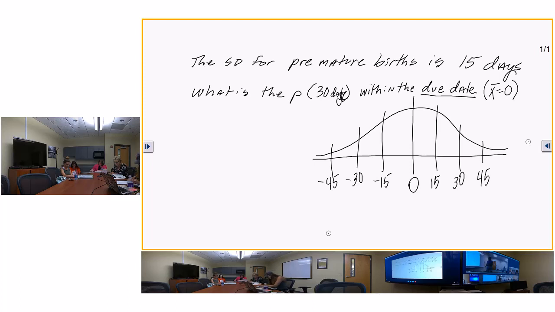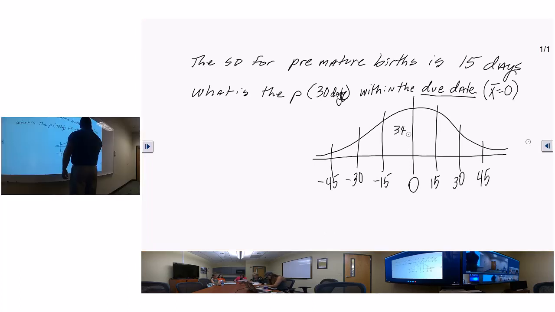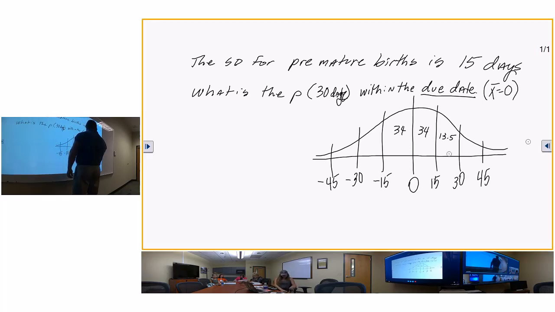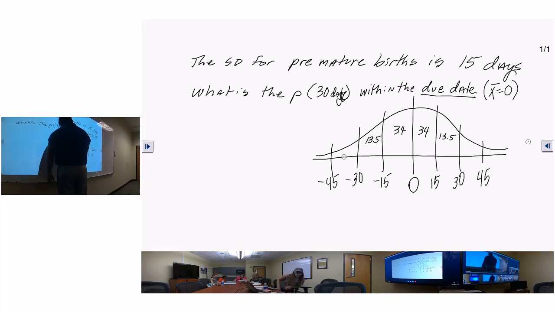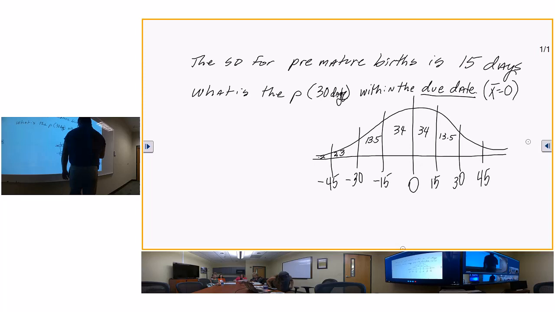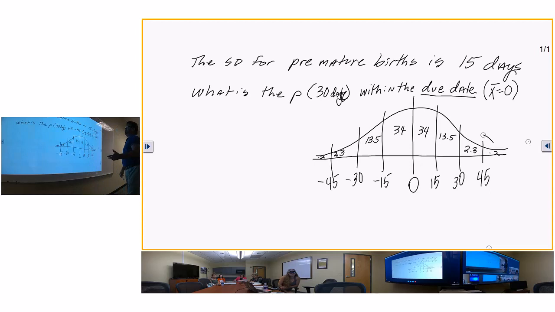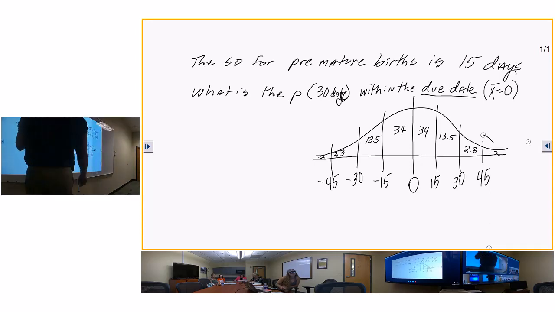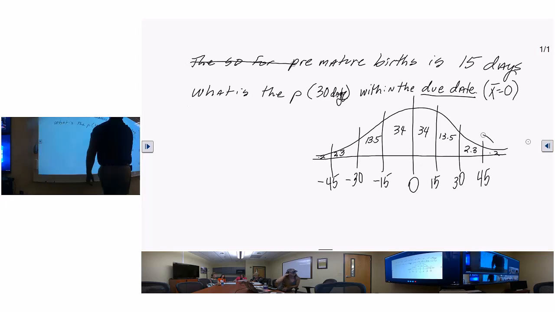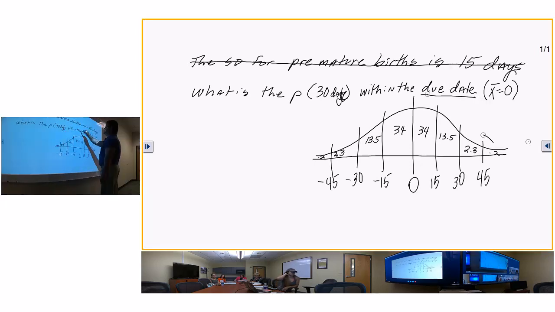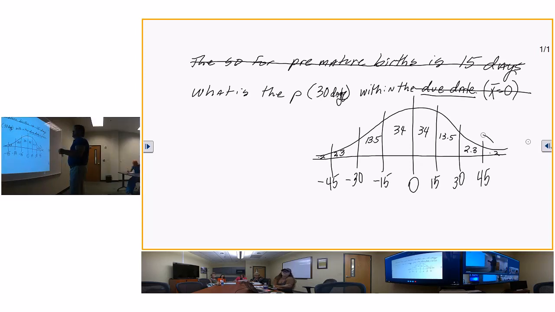Okay, here they are. 34, 34, 13.5, 13.5, 2.3, and 0.2. And 2.3 and 0.2. Okay, so what have we done? Let's see. We have justified this, so that's gone. We justified the due date. What is the probability of having a baby 30 days within the due date?